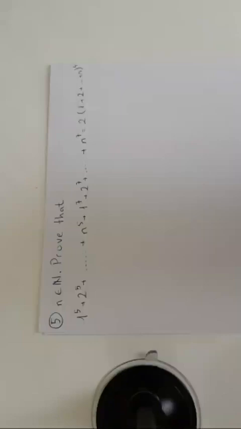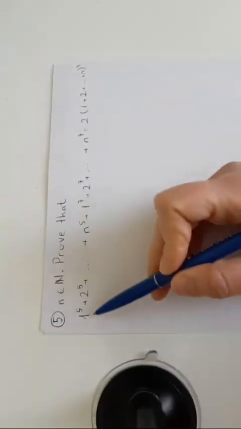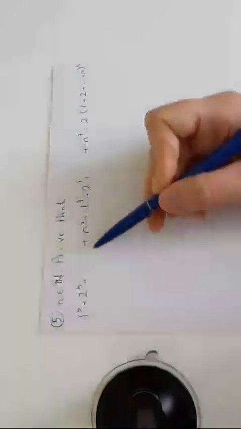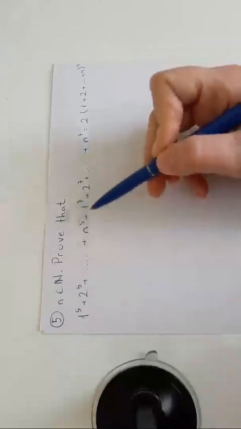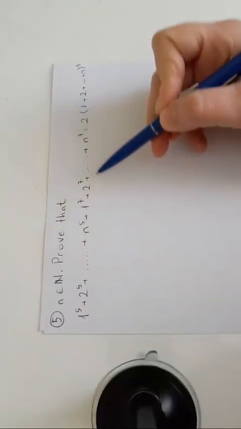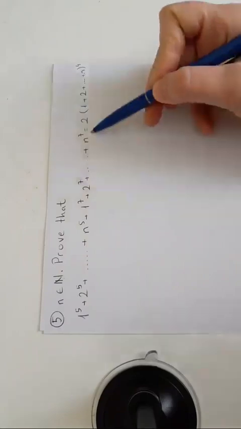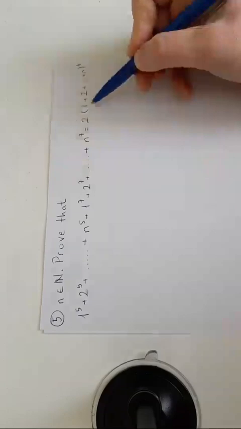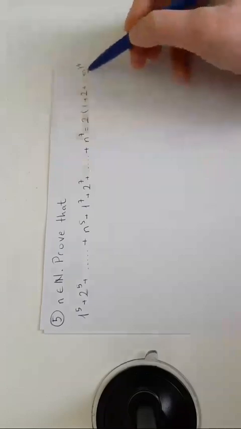The fifth question is that n is a natural number, and prove that 1 to the power of 5 plus 2 to the power of 5 plus till n to the power of 5, and then plus 1 to the power of 7 plus 2 to the power of 7 plus till n to the power of 7 is equal to 2 times (1 plus 2 plus till n) to the power of 4. We need to prove this equation.